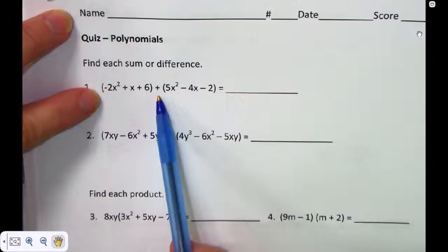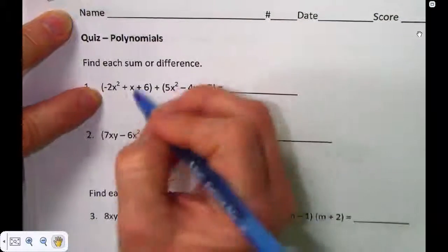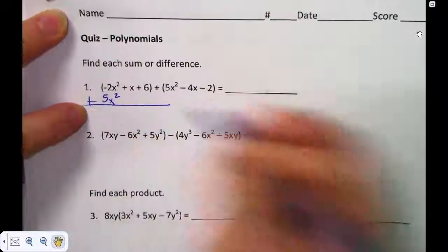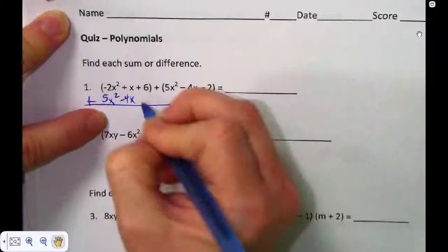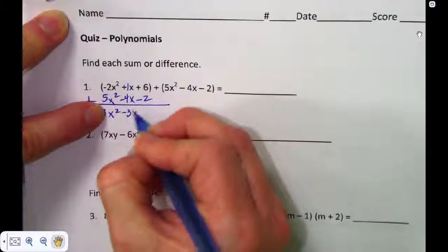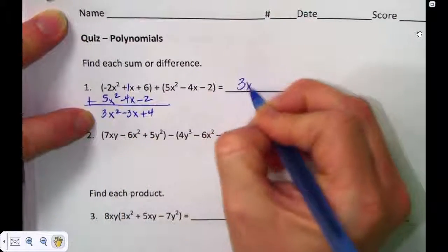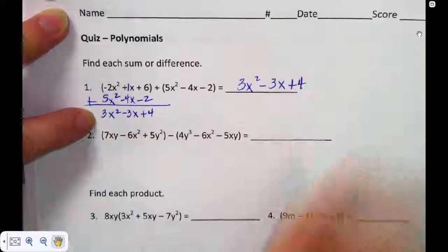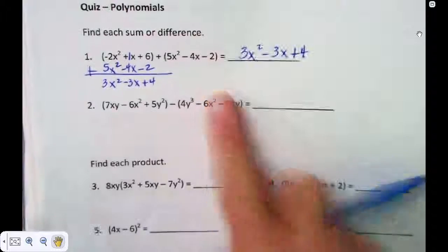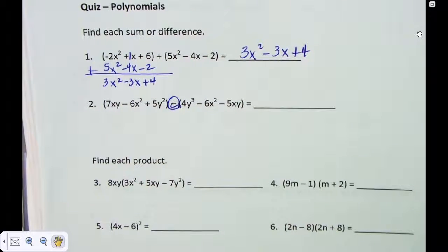Okay. When you're adding, I don't worry about setting it up underneath, but it's perfectly fine if you do. So that's going to be 3x squared minus x plus 4. To me, it makes it way easier, but that's how I learned to do it. You don't have to do it that way. But on this, when there's a minus sign, guys, some of you got to do it.